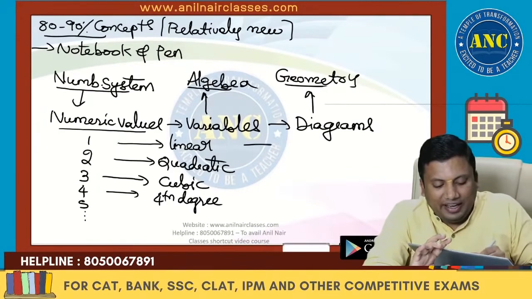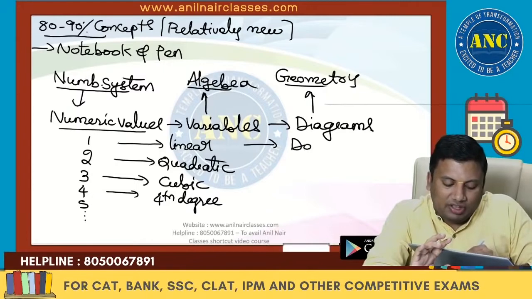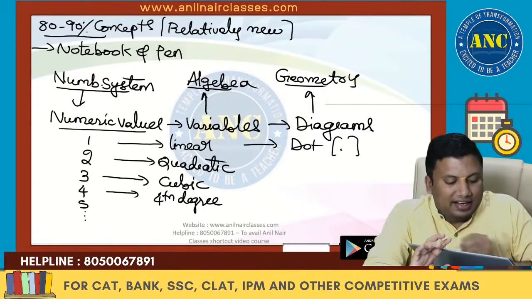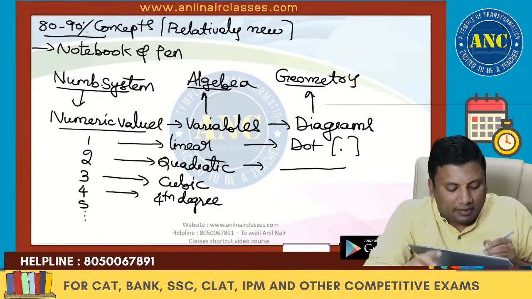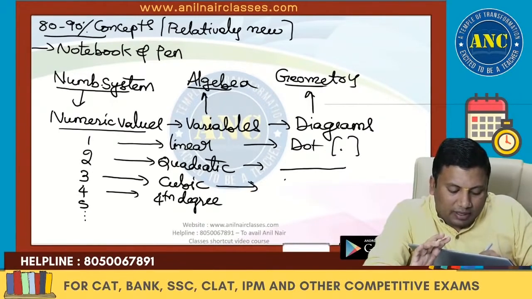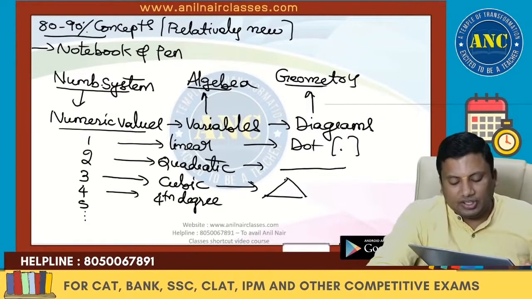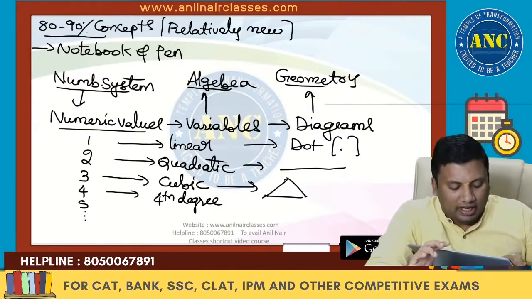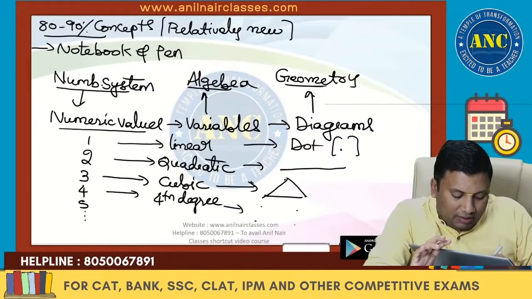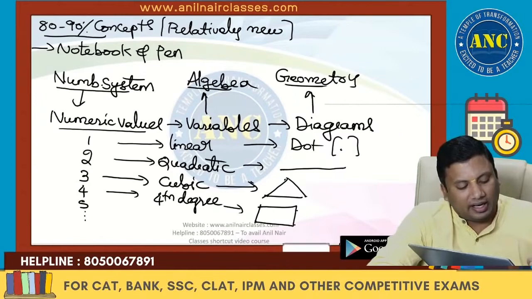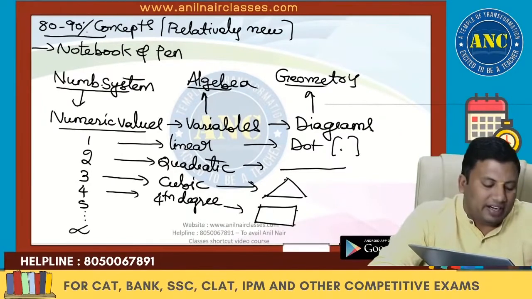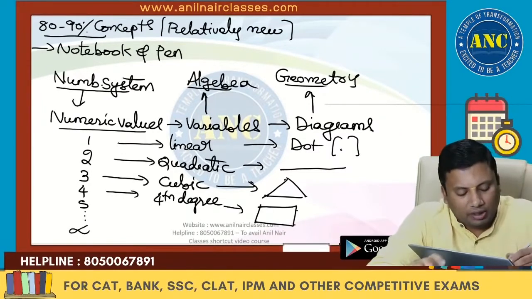In geometry, degree 1 is nothing but a dot. Degree 2 is the ending of two dots, which is a line segment. Degree 3 is a collection of 3 non-parallel, non-intersecting, non-collinear lines. Degree 4 is a four-sided closed figure, which is a quadrilateral. It ends up to infinite. It is not infinite, it is countably infinite.